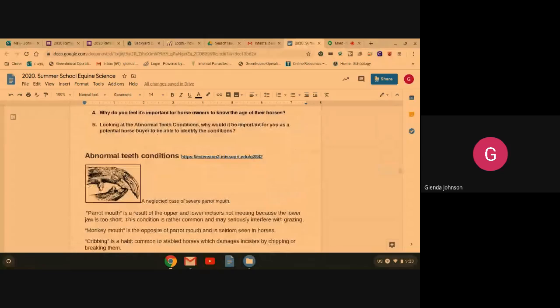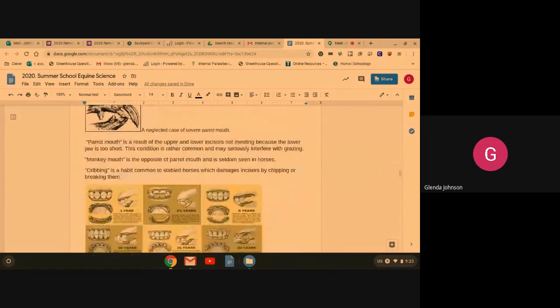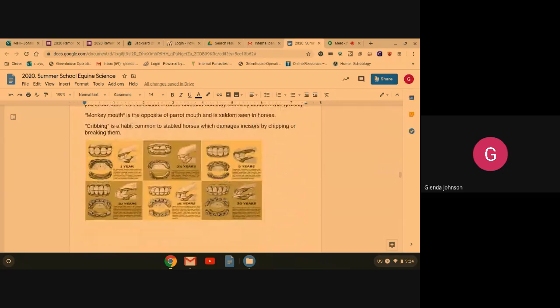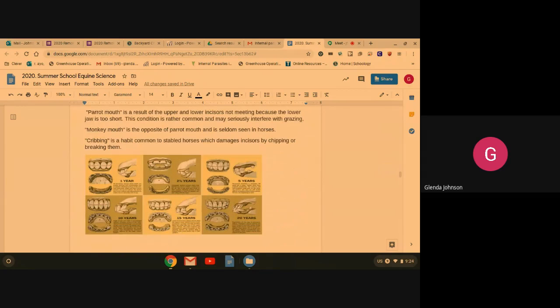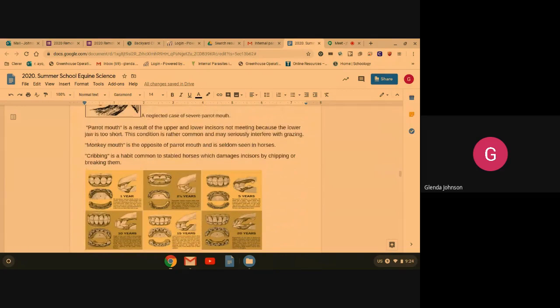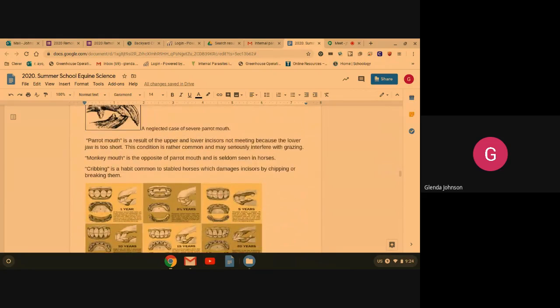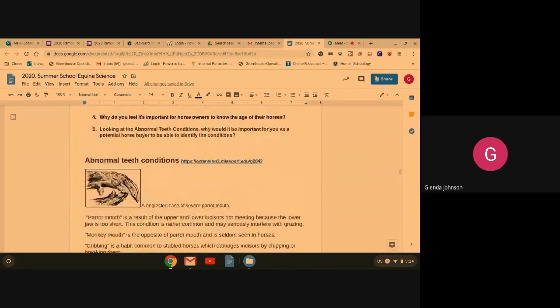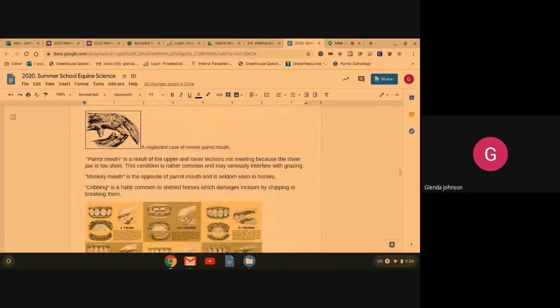Looking at abnormal teeth conditions, that's the next little section there. Why is it important for you as a potential horse buyer? So now you're a buyer, to be able to identify these conditions. Okay, so we want you to read about the different ones. They're not that hard. And then the last chart there is just showing you again how to age the horse, and what that looks like. How many teeth do they have? What does it kind of look like? So reading this about parrot mouth, monkey mouth, and cribbing, then you could answer number 5.